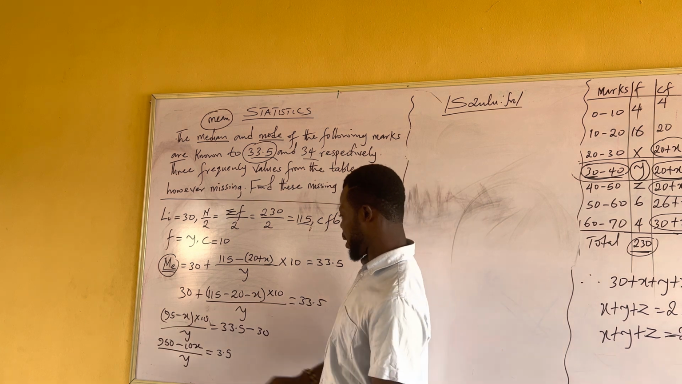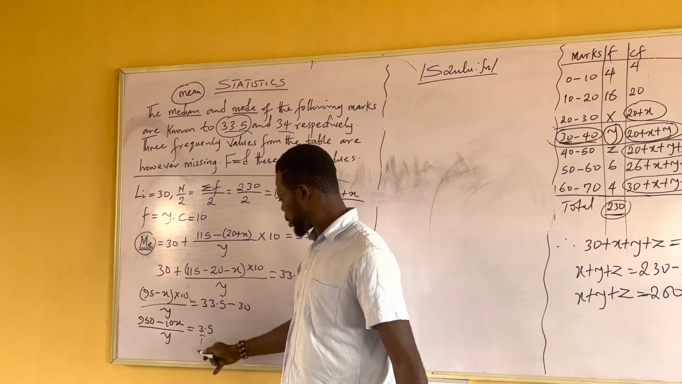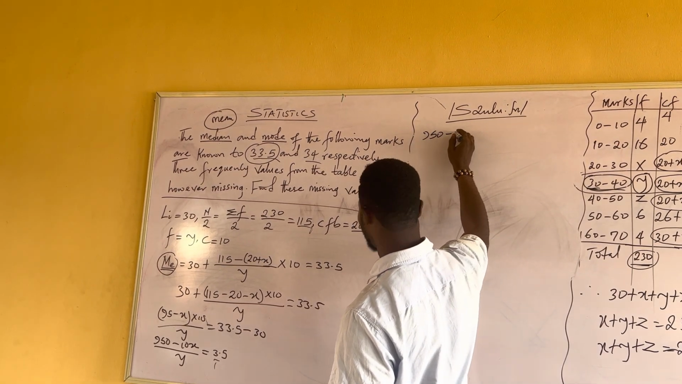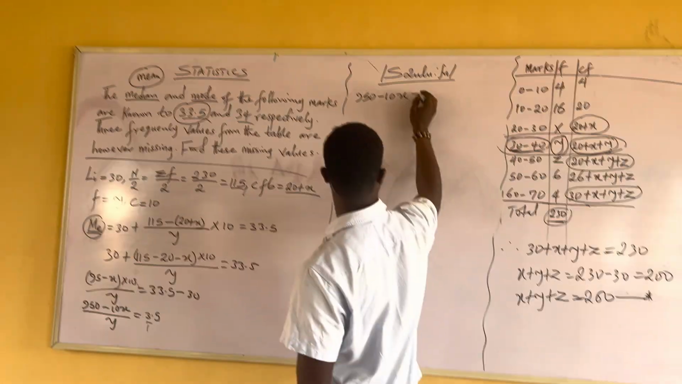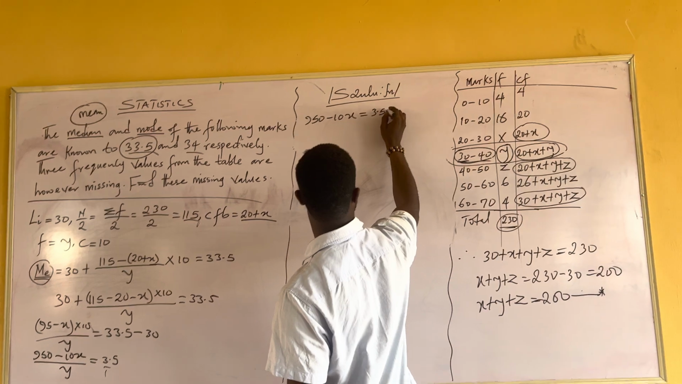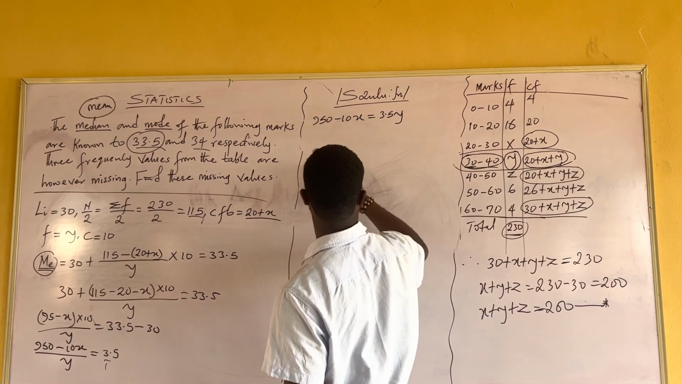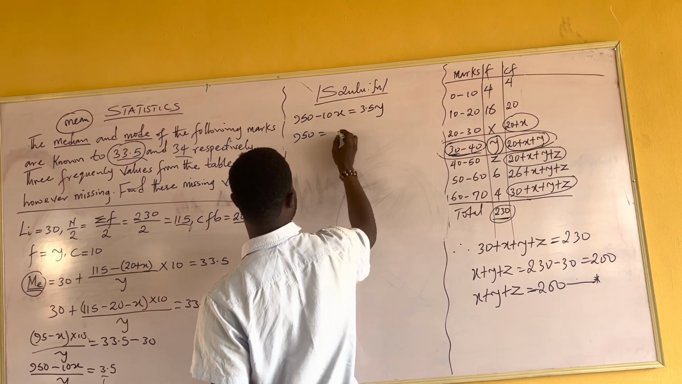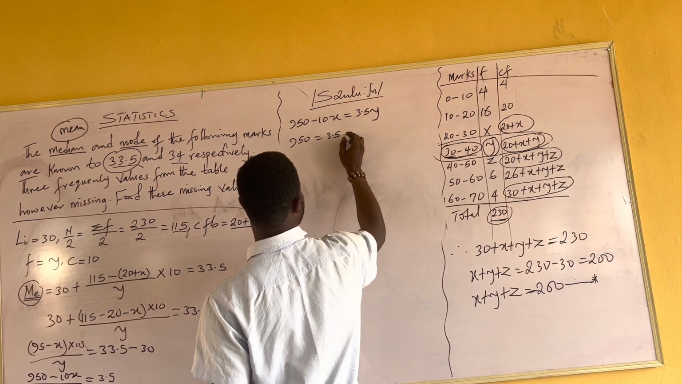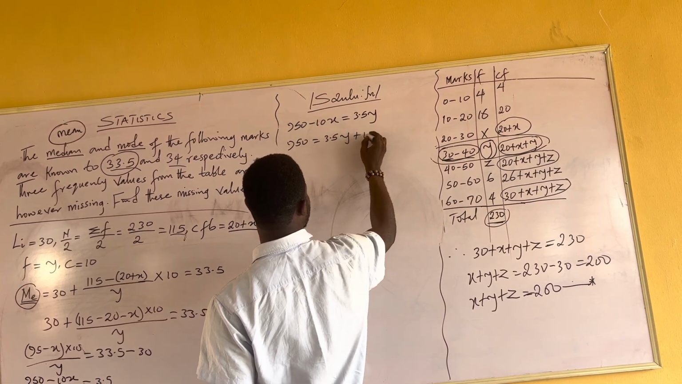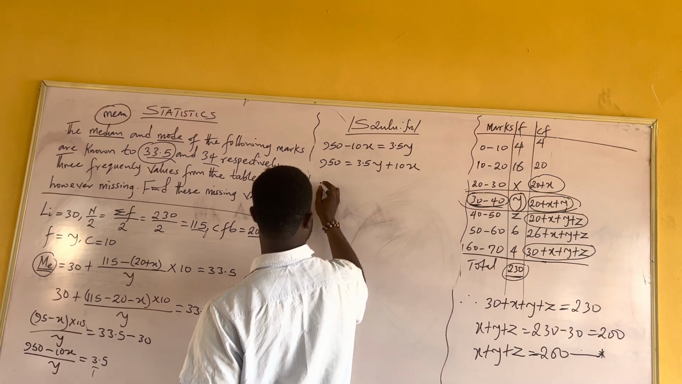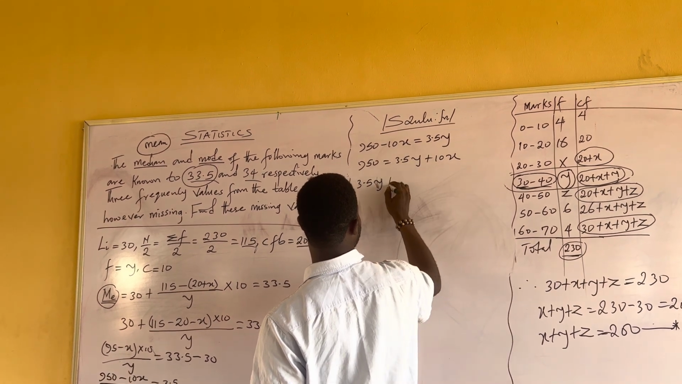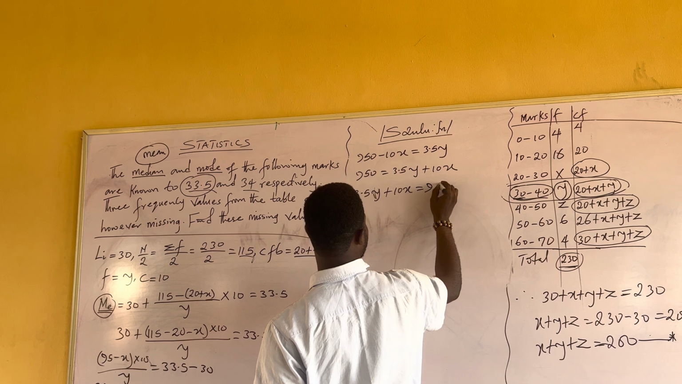So if you multiply here, this and this over 1, we have 950 minus 10x equal to what? 3.5y. So let's rearrange this. When this comes here, we are going to have 950 equal to 3.5y, then this will be plus 10x. So we can rearrange it as 3.5y plus 10x equal to 950.